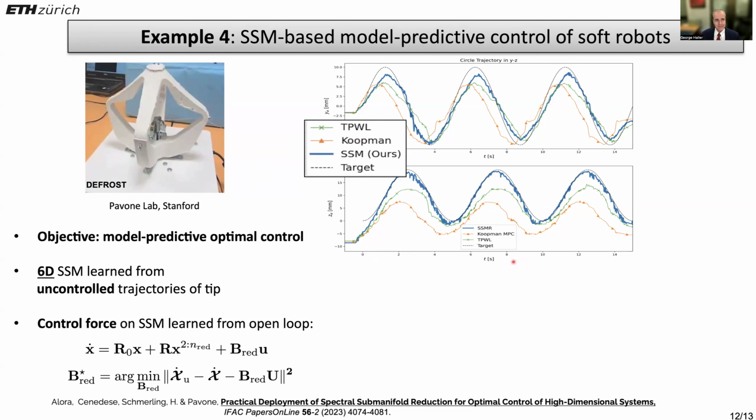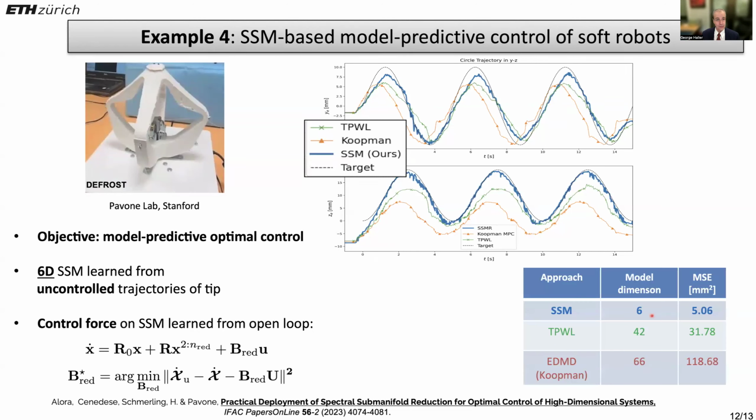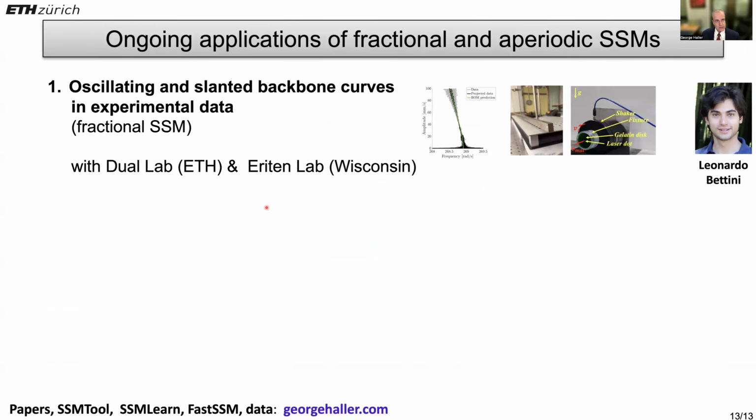But I think what really is interesting to look at is the actual model dimensions versus performance. The SSM was a 6-dimensional model, 2 dimensions for each degree of freedom, and the mean squared error was 5.06. The trajectory piecewise linearization was a 42-dimensional model, so that's 7 times as large, and the error was 6 times as large. And finally, EDMD or Koopman was 66-dimensional. The dimension was 10 times as much as our model, and the error was about 20 times as much or even more. So it does pay off to invest in learning the dynamics.